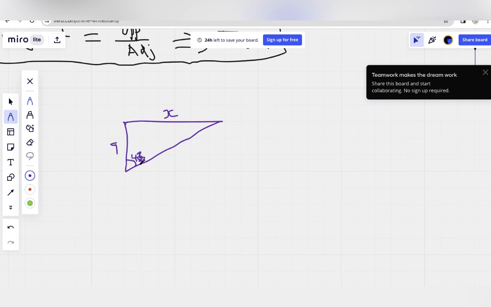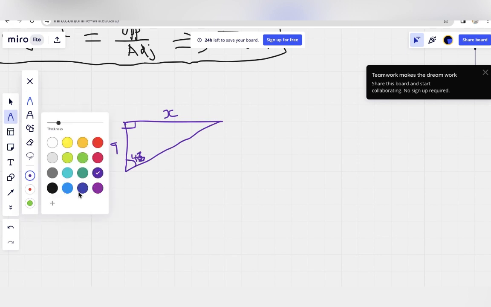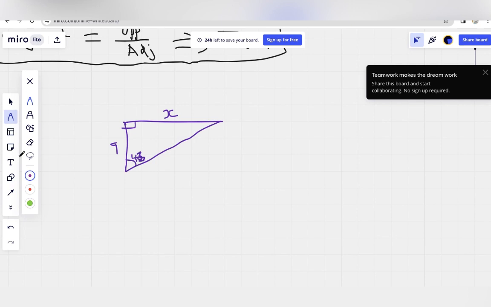The side that is facing the angle, meaning x, is the opposite. Here is the right angle triangle, so here is the hypotenuse. We identify each side so that it's easy for us. This is the hypotenuse because it's the longest side and it's facing the right angle, 90.